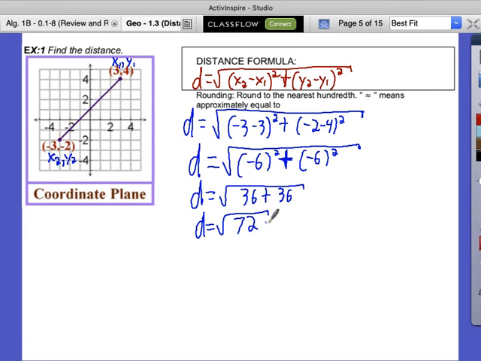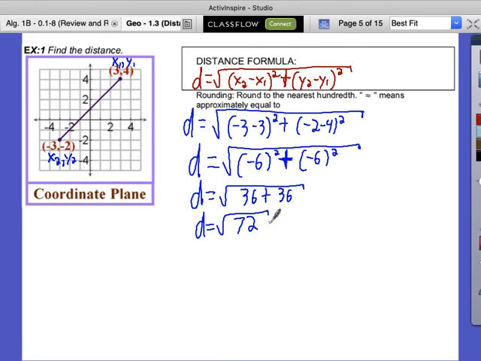Square root of 72. Does anyone know what this is off the top of their head? Levi, what is it off the top of your head? Bill? 8.48. Nobody knows what it is off the top of your head? Okay, so here's the thing.